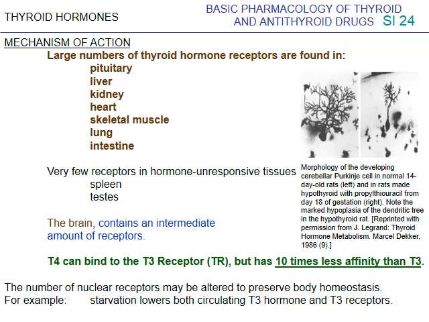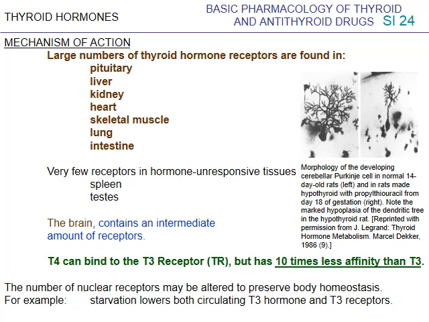There's a large number of thyroid hormone receptors found throughout the body, in places such as the brain, the liver, the kidney, the heart, skeletal muscle, lung, intestine. There's a few tissues that are not particularly responsive, such as the spleen and the testes, but even the brain has receptors for thyroid hormone.